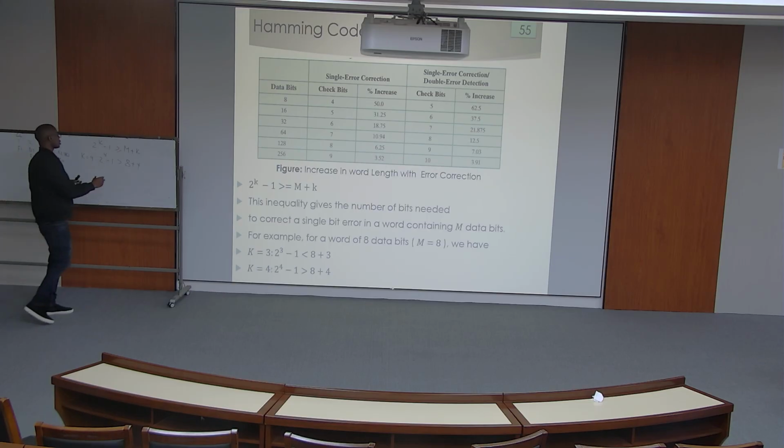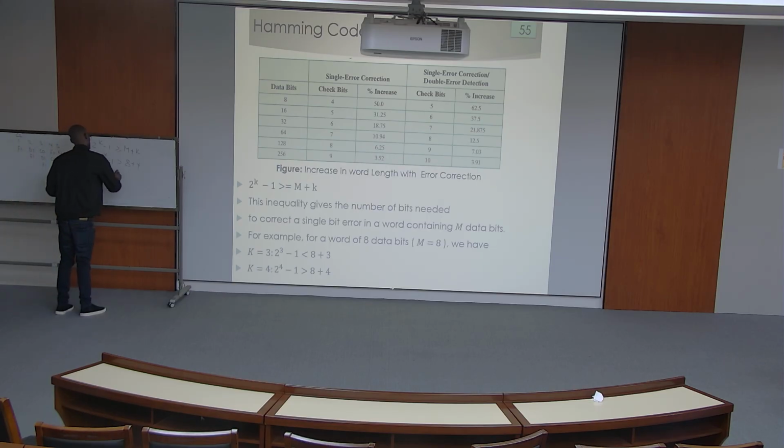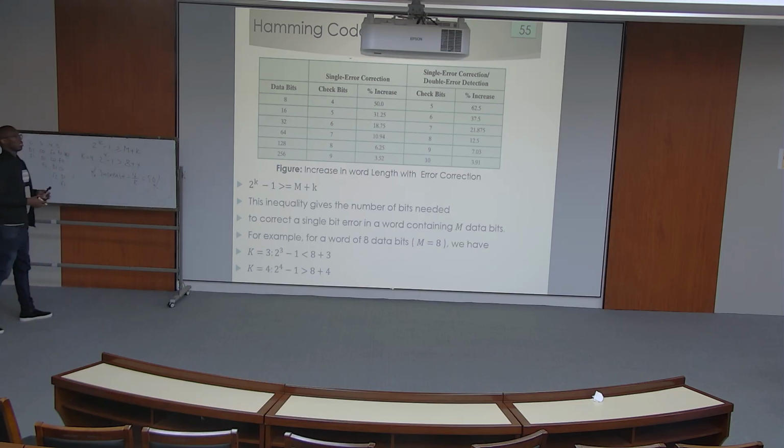So the percentage of increase is 4 divided by 8, that is 50%. For 16-bit data, we need 5 extra check bits, so the 5 check bits need to be with the data. Then the percentage of increase is 31.25%.